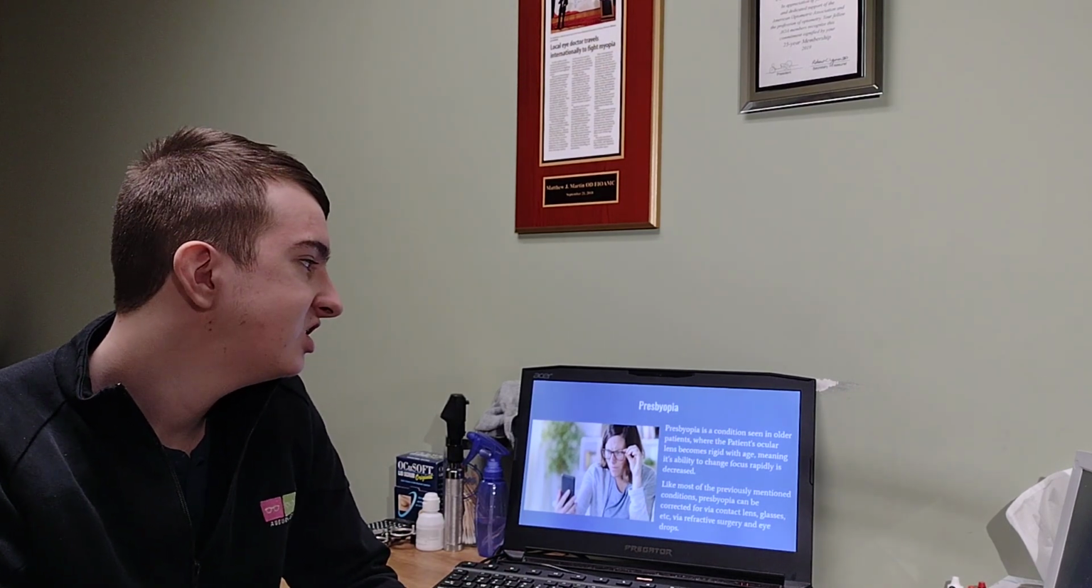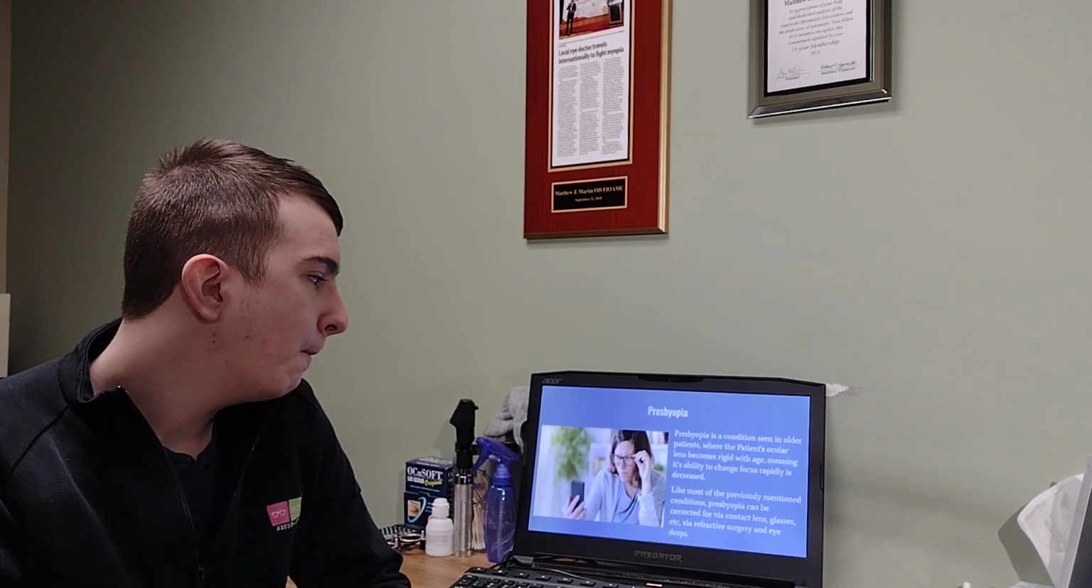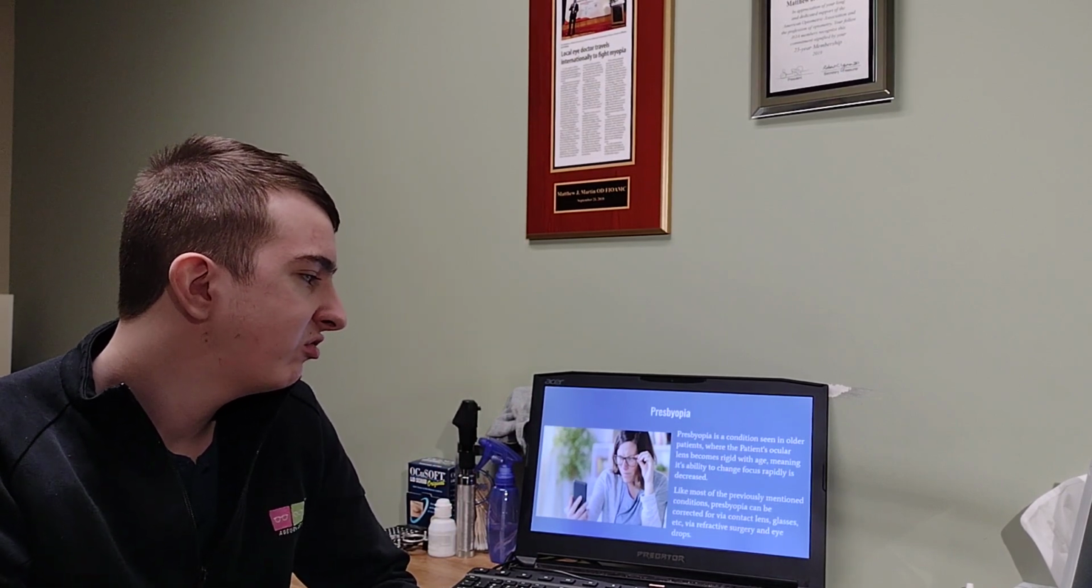Presbyopia is a condition seen in older patients, or at least traditionally seen in older patients, wherein the patient's ocular lens becomes rigid with age, meaning its ability to change focus rapidly is decreased. Like most of the previously mentioned conditions, presbyopia can be corrected via contacts and glasses, but it can also be treated with or corrected for via refractive surgery or even eye drops.